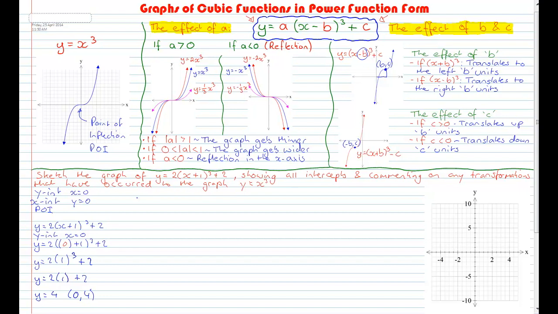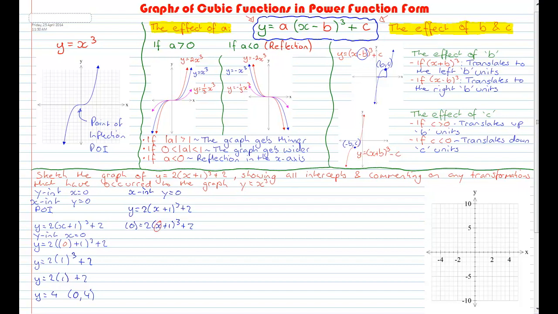Finding my x-intercepts now. So for x-ints, I'll make y equal to 0. So let's go through and do that. I've got my equation of the line, which is y is equal to 2(x + 1)^3 + 2. Make my y equal to 0 now. So I've got 0 is equal to 2(x + 1)^3 + 2. Now what I need to do is look at how many types of x I've got. Well, I've only got the one here, that is this x here.